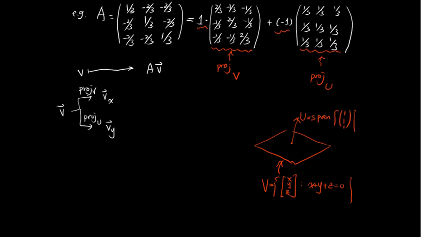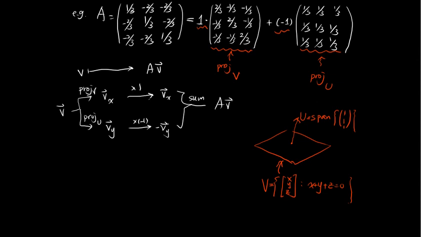After that, you will see that the part Vx will be multiplied by 1, so it stays the same. But somehow the height, Vy, will be multiplied by minus 1, so it becomes minus Vy. And eventually, you take the sum again, and you come out with AV.